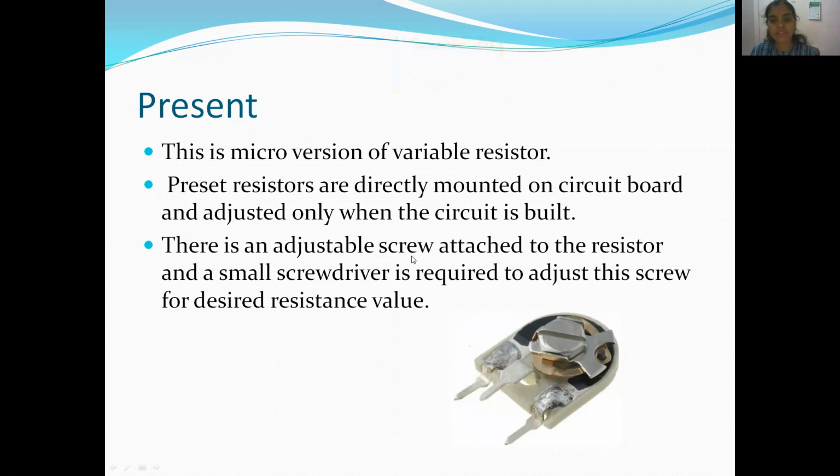There is an adjustable screw attached to the resistor, and a small screwdriver is required to adjust this screw for the desired resistance value. Carbon composition and wire wound elements are used in the preset potentiometer or trimmer. The adjustable variation of the resistance is possible up to a fraction of an ohm, which is done rarely with a screwdriver.